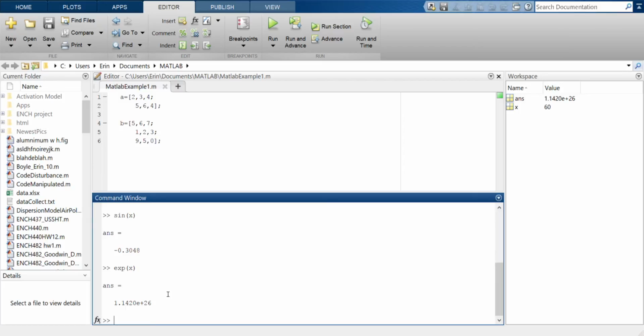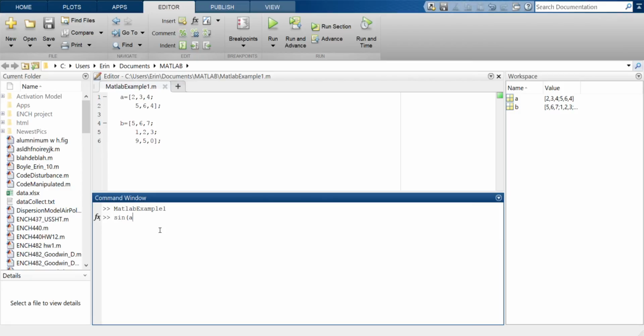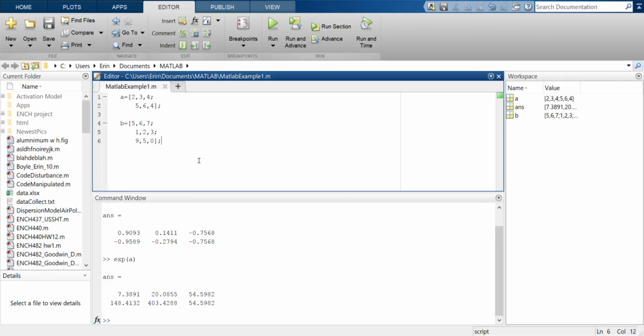Squaring terms we already went over. Another thing that you can do is use those functions on matrices and vectors. For example, A is a matrix. I can take the sine of A, and it will take the sine of every value inside that matrix. Same thing, it will take each value inside the matrix and raise e to that power if I use exp of the matrix. So there's a lot of interesting things you can do with math inside of Matlab, doing a lot of calculations at once. I think that pretty much covers this topic.